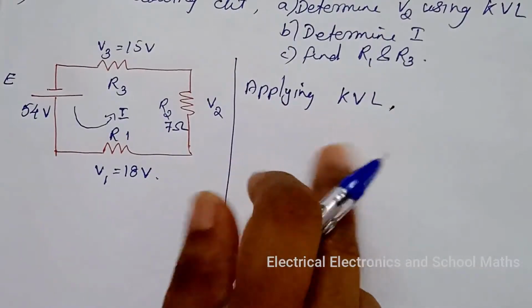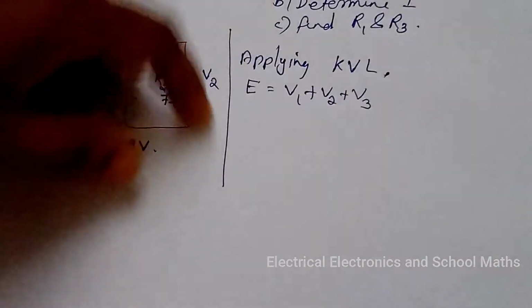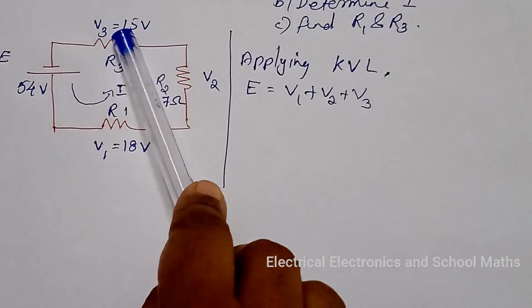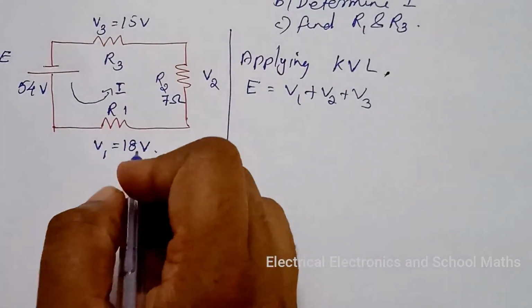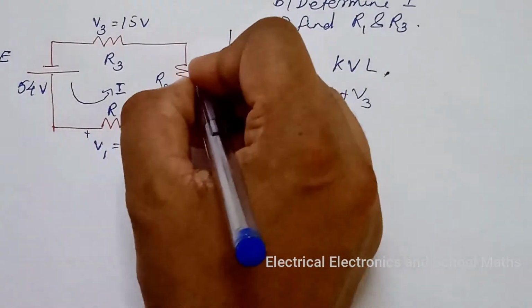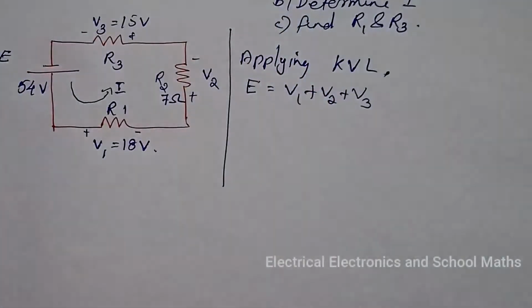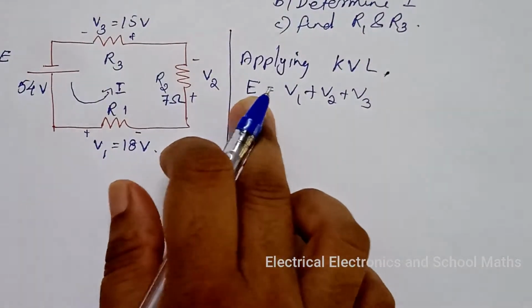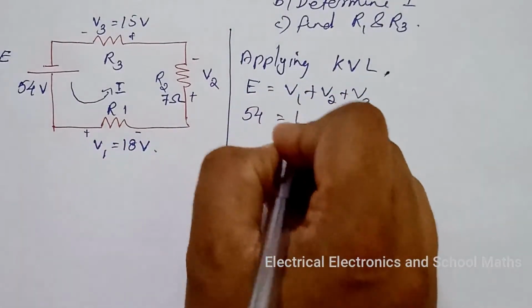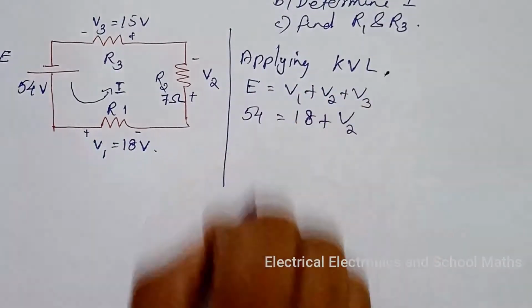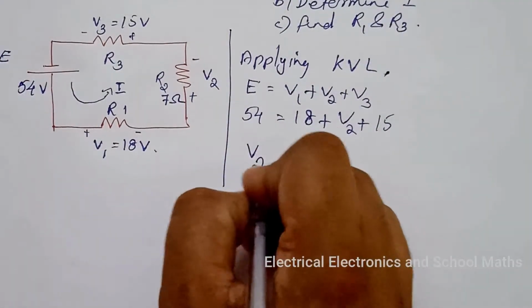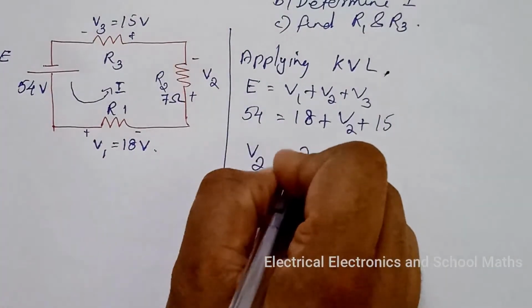Now applying KVL. E equal to V1 plus V2 plus V3. And here the voltage drops are plus and minus like this. And we know the value of E is 54, equal to V1 18 plus V2, which we have to find, and V3 is 15. From this we get V2 equal to 21 volt.